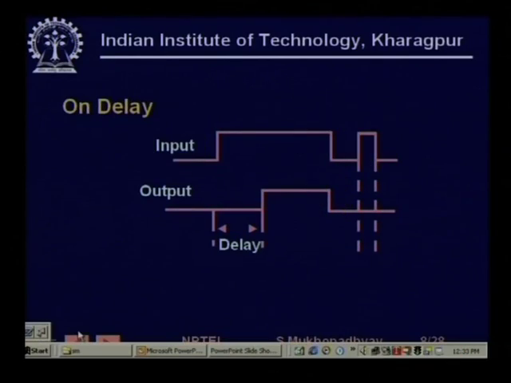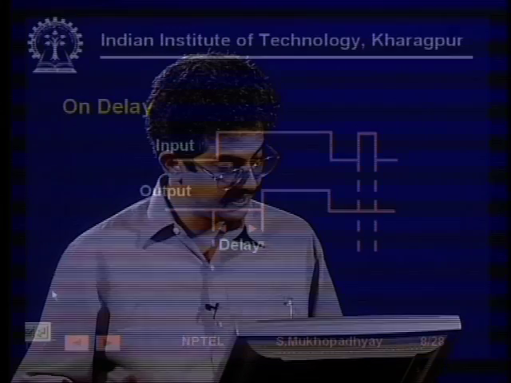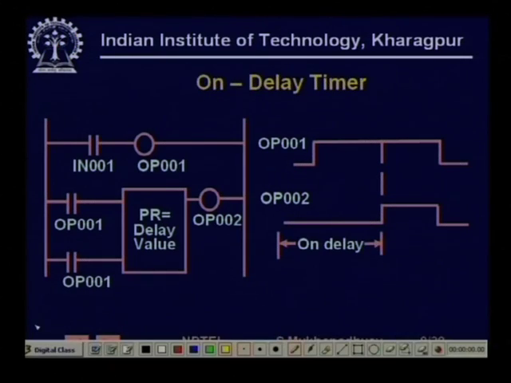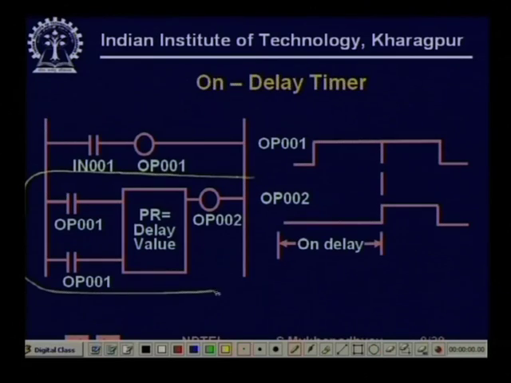Similarly, now we will see that we can easily realize this on delay timer using our old timer. So now here is a circuit, an RLL logic circuit, a number of rungs which takes the basic timer unit that we have seen, takes it and couples it with another rung and makes an on delay timer.